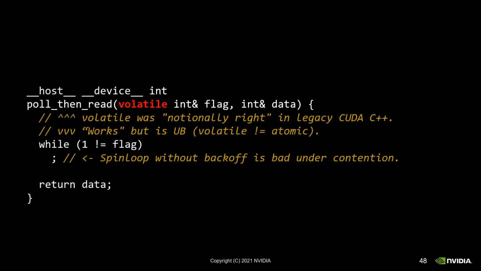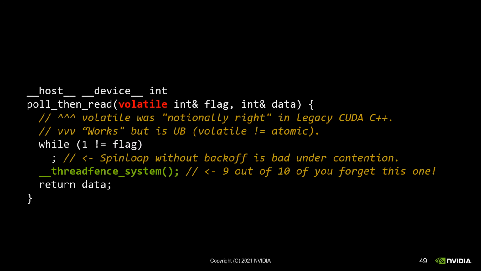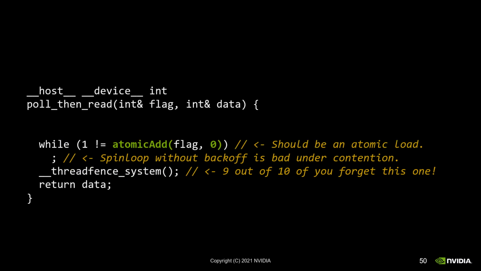We forgot a fence. We need acquire memory semantics here to ensure we'll actually observe the write to the data from the producer. To get that, we need an explicit fence after we've seen the flag write and before we read the data. Instead of doing a volatile load of the flag, we should really be doing an atomic load acquire. But legacy CUDA atomics don't have an atomic load.